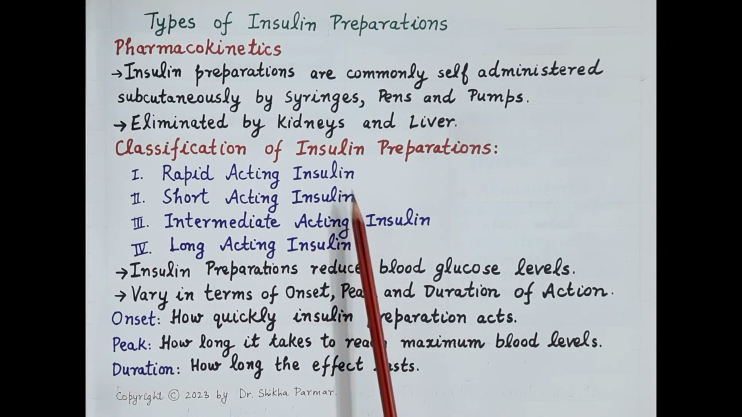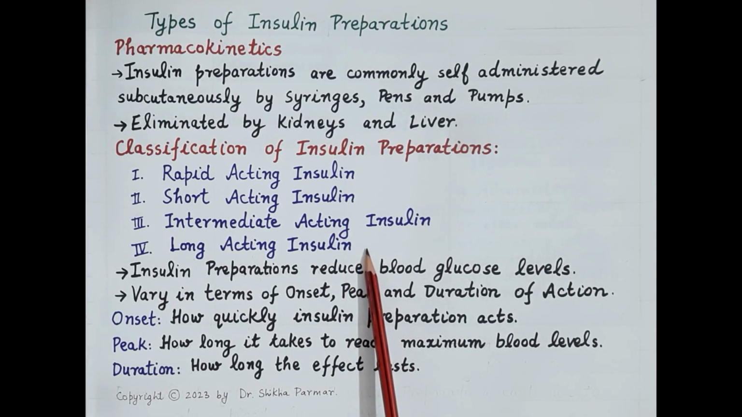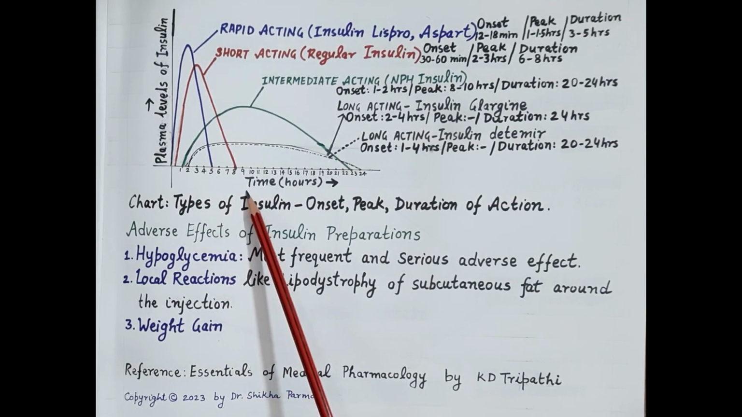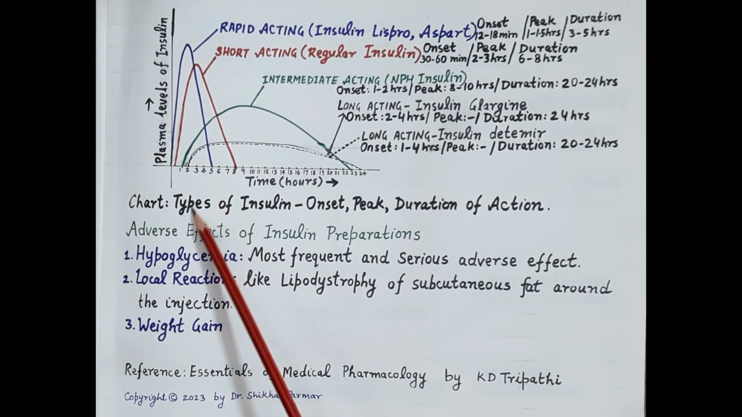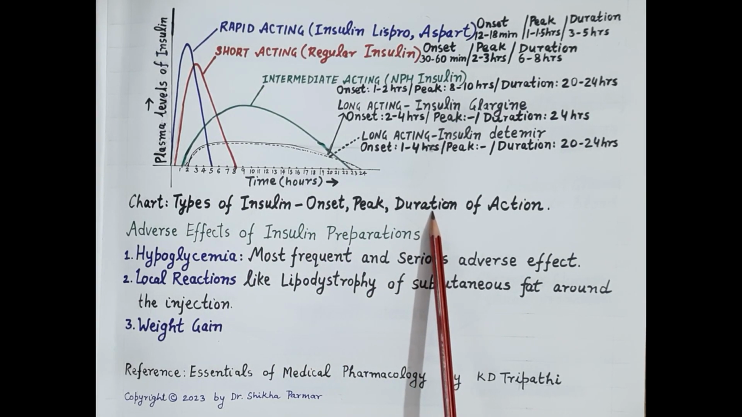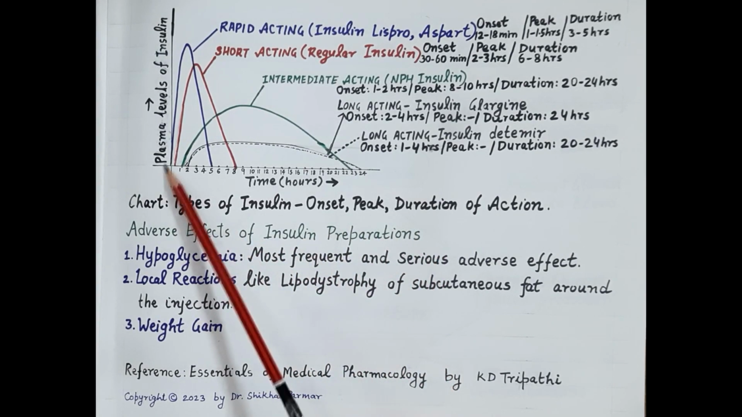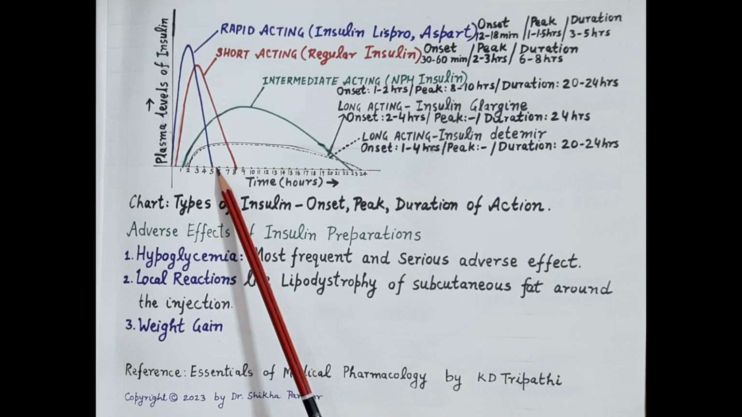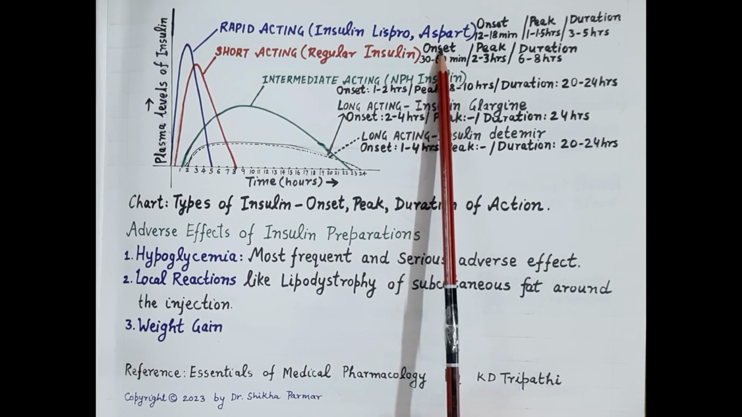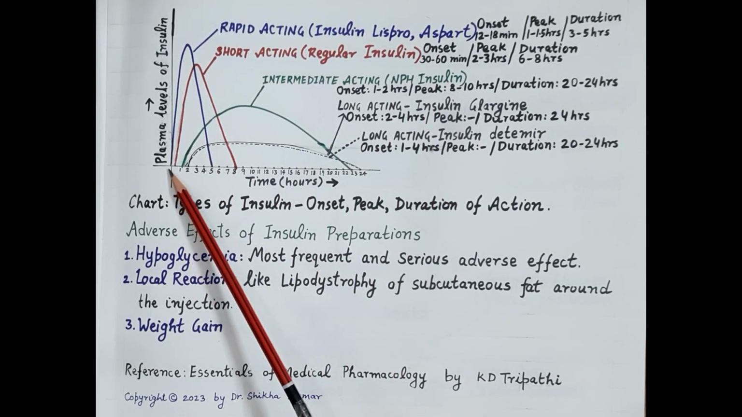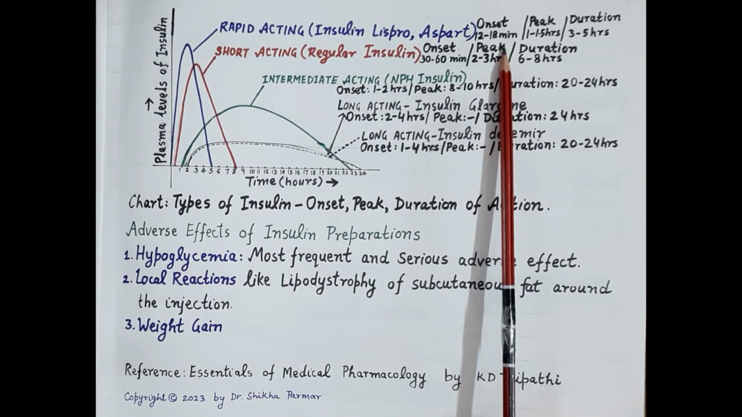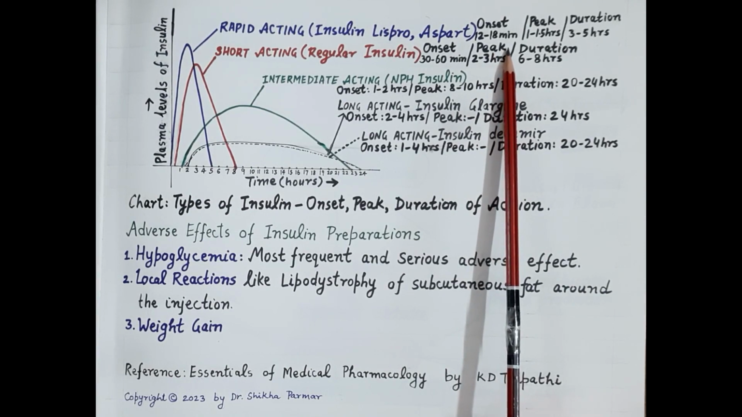So now let's talk about these insulin preparations in some details. Before going into the details of insulin preparations, look at this chart. This chart depicts variation in terms of onset, peak, duration of action between different categories of insulin preparations. This blue color graph is for rapid acting insulin preparations, namely insulin Lispro and insulin Aspart. As shown in the figure, the onset of action is very rapid, around 15 minutes. So these preparations act quickly after subcutaneous administration.